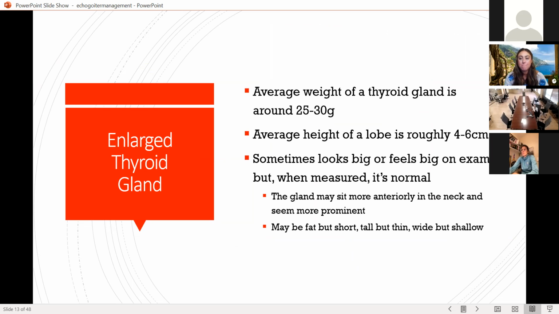Sometimes a thyroid gland could look big if you're looking at their neck, or if you're feeling it, it could feel like it's enlarged, and then you get an ultrasound and it's in fact normal. That's not uncommon. Thyroid glands could sit more forward or anteriorly in the neck. They could just seem more prominent, whereas they're not actually that deep. They could be normal overall size, but they're kind of fat and plumpy but short, so the overall volume or weight is normal. They could be tall but kind of skinny, wide, or kind of shallow. So they come in all sorts of shapes and sizes. One side does not have to match the other in terms of overall size. Just like every part of us, we are not 100% symmetric.